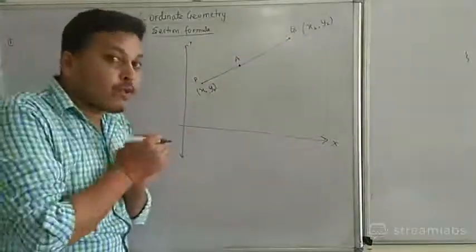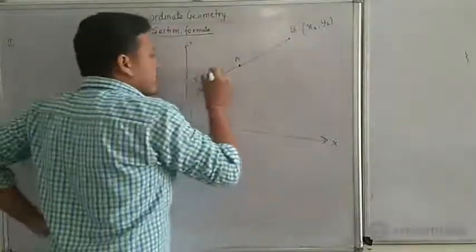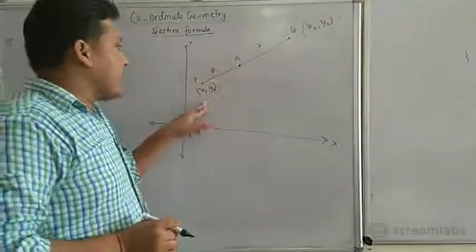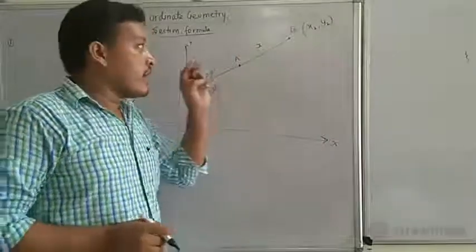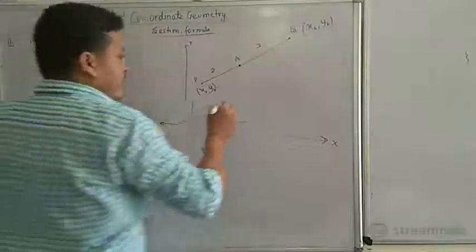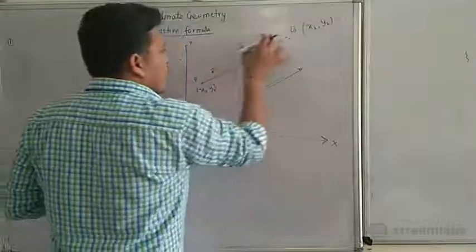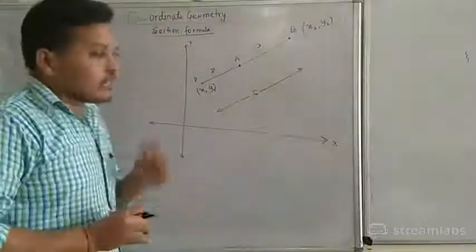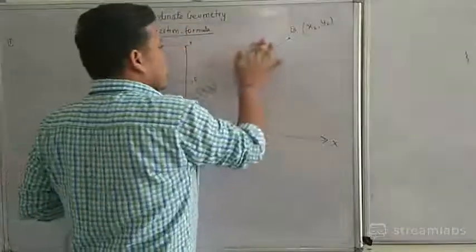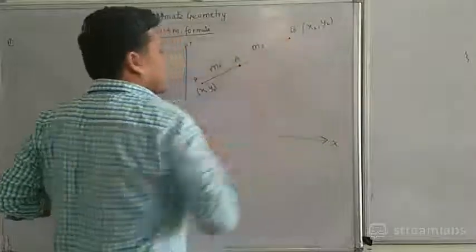So some ratio will be formed, or some parts will be formed. So find this part and this part. Suppose that this part is 2 and this part is 3, meaning suppose the point A divides PQ in two parts in the ratio 2 to 3. One ratio is 2, one ratio is 3. If the total length is 5, then this length is 2 and this length is 3. But this time we have not been given the actual length. So suppose that this is our M1 and this is our M2.